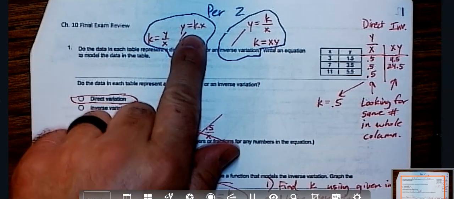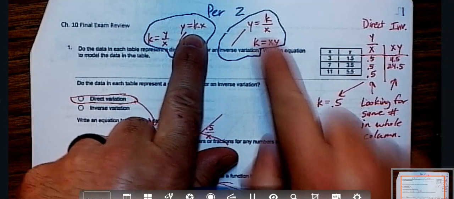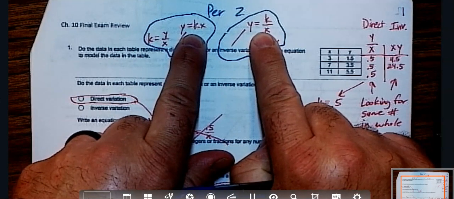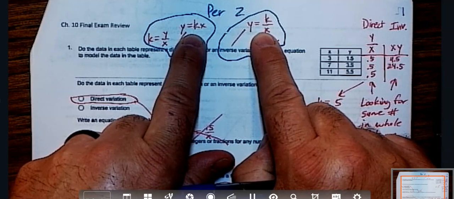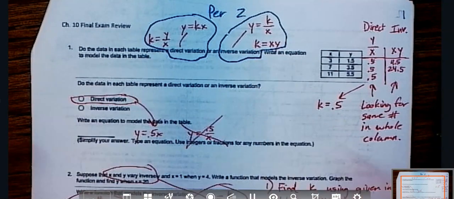We typically think of direct variation being multiplication and inverse variation being division. Of course, that's where things get confusing. When you solve for k, they look kind of backwards, but that's still the same equations.